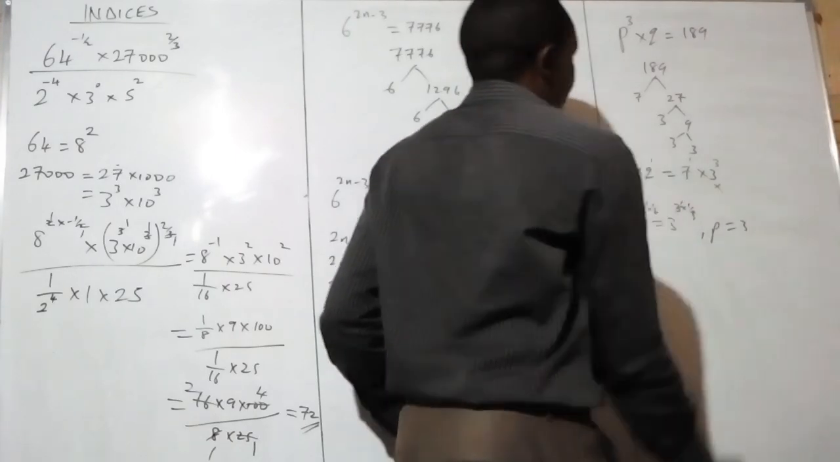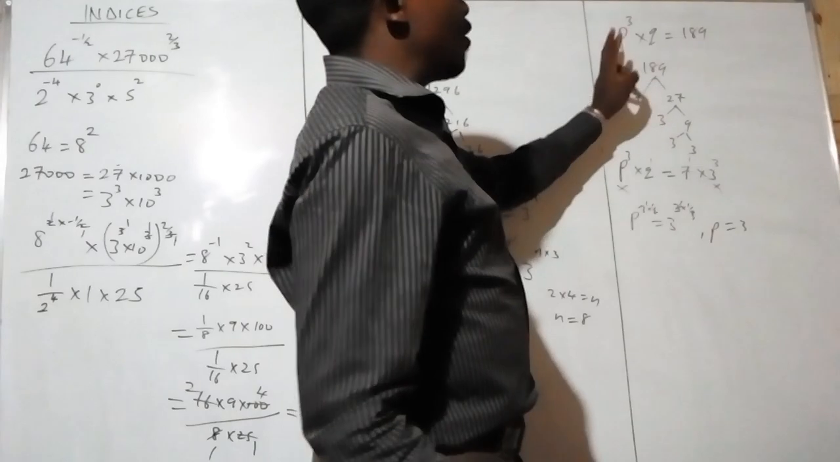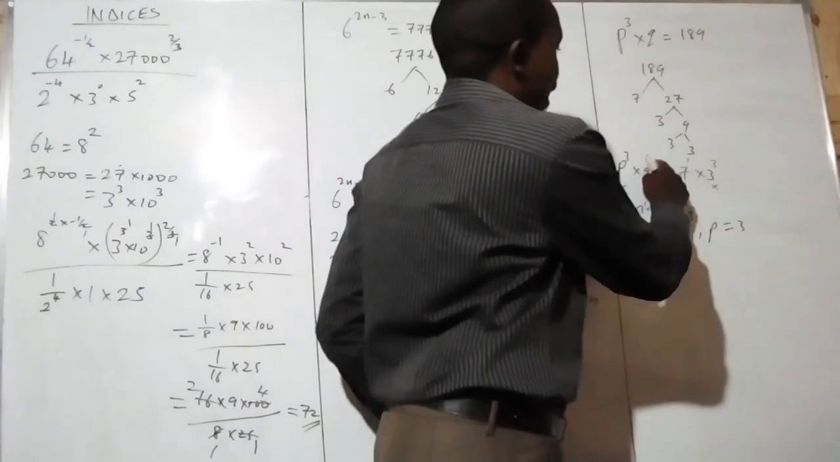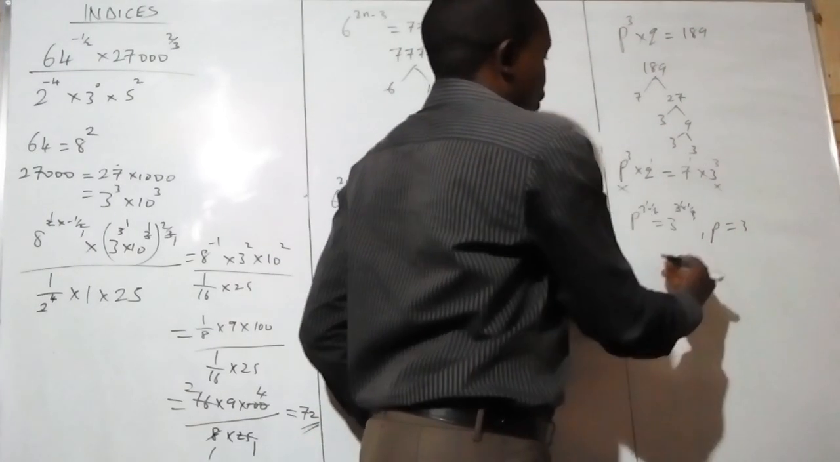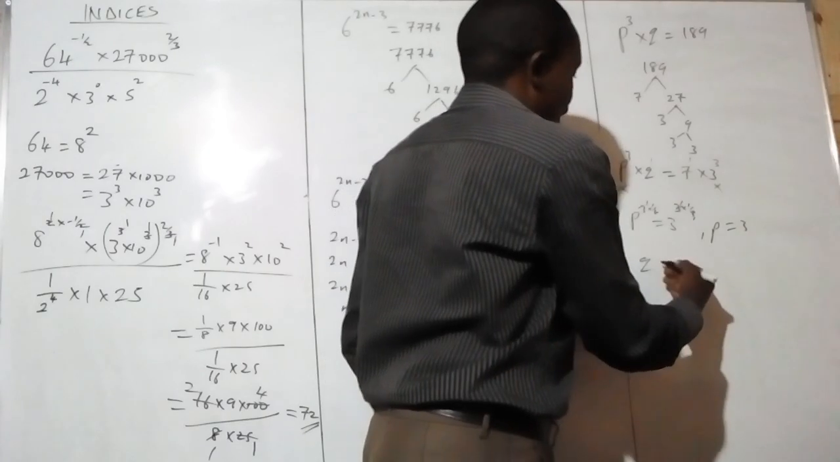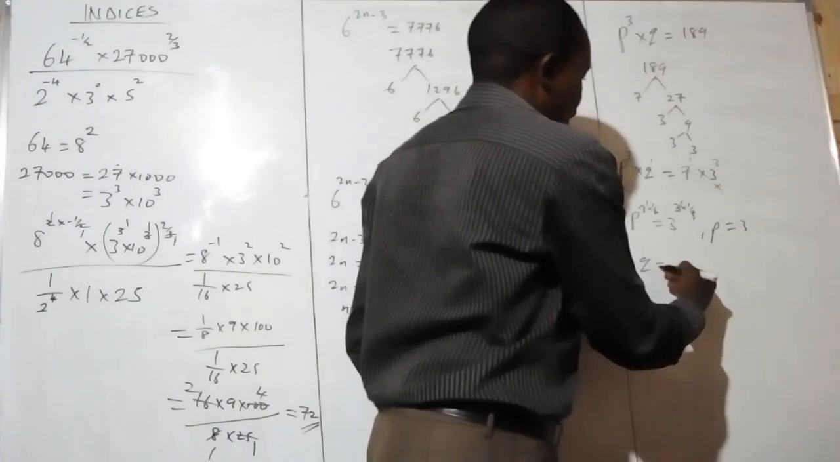Because we are supposed to get the value of p and q. Then q, 1 and 1, power 1 and power 1 will go. We will go with each other left and right. Q is equals to 7. Those are the correct answers.